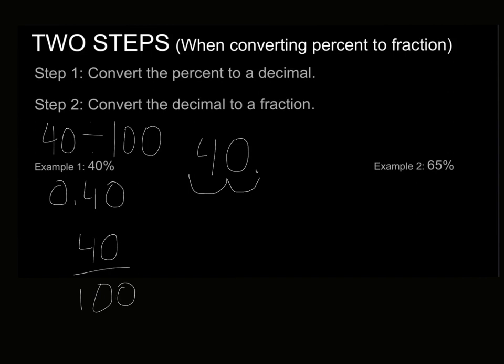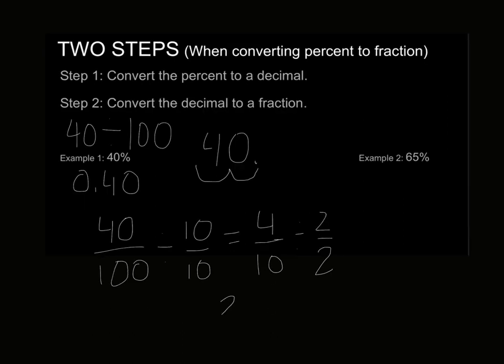So the last step would be to simplify. If I divide the top and bottom by 10, I'm going to get 4 tenths. And then since they're still both even, I can further simplify by 2 over 2. And when I do that, I get 2/5 as my answer.